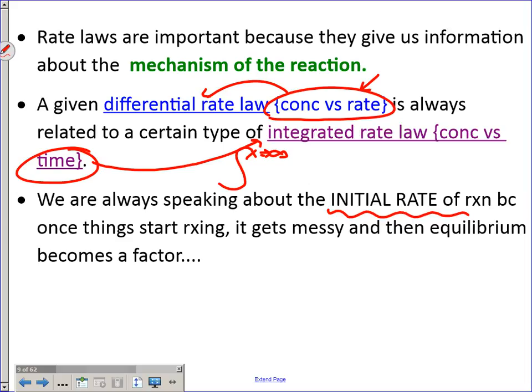So we always start with talking about the initial rates of reaction, because that's the one point that everybody can agree to. We can measure that one point, and we all can have the same data to work with. So everything gets a little bit messy when you start going through the reaction a bit more.